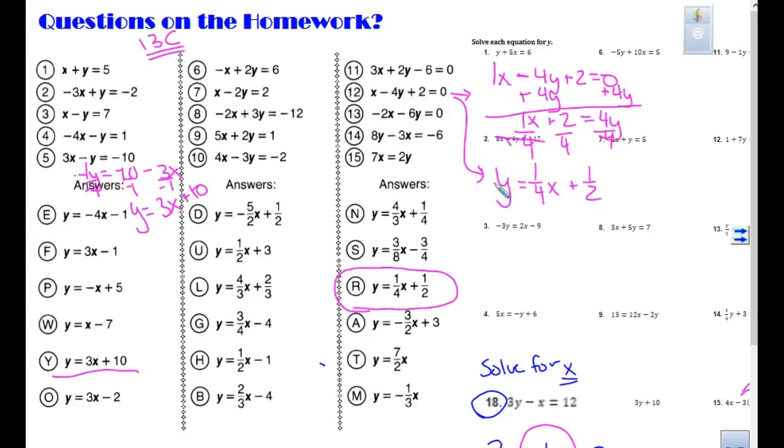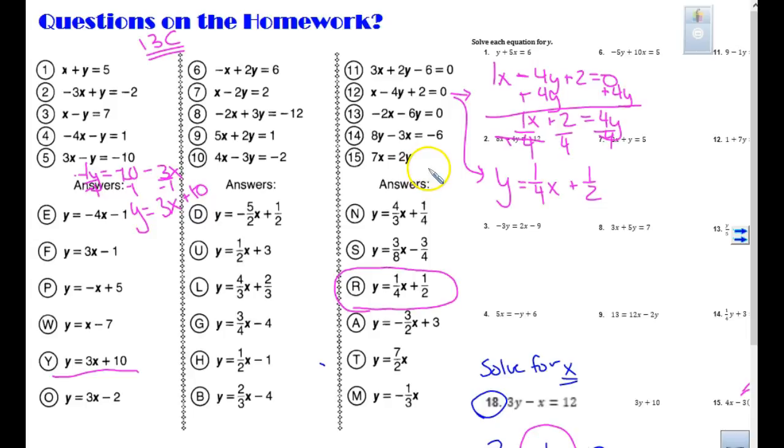What if we were to subtract the 2 from both sides right away? You could have subtracted 2 and subtracted x. That would have worked. But then you've got to divide by -4. Same thing.